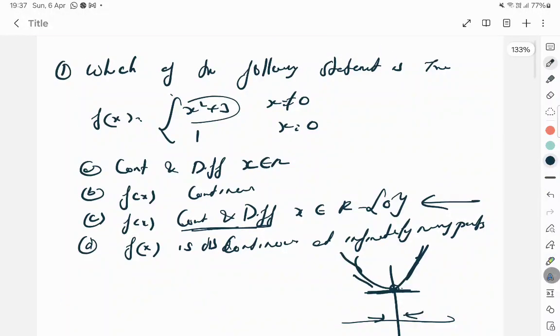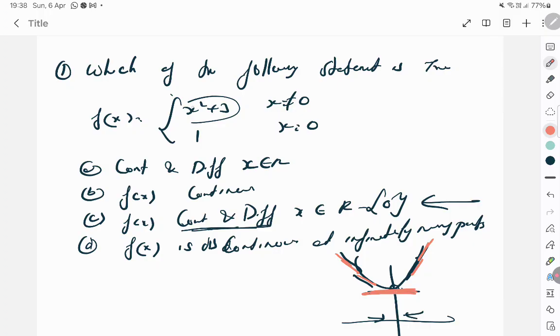So which of the following statements is true? f of x is equal to x square plus 3 when x is not equal to 0, and 1 when x is equal to 0. Is it continuous and differentiable at x equal to all real numbers? You know, it's a parabola. Definitely at this point it will not be differentiable. Differentiability means you should be able to do a slope. You can do slope for left hand side, right hand side, not at this point.